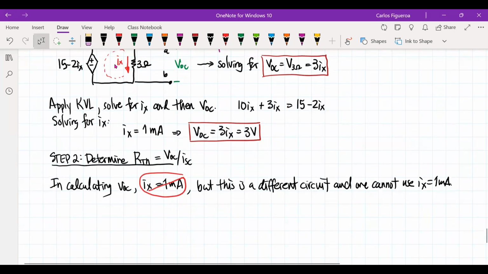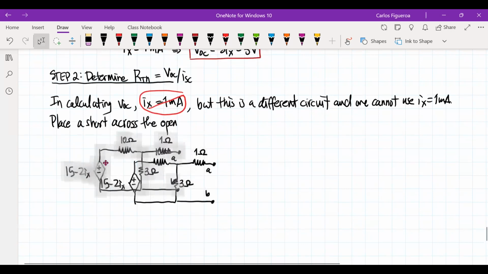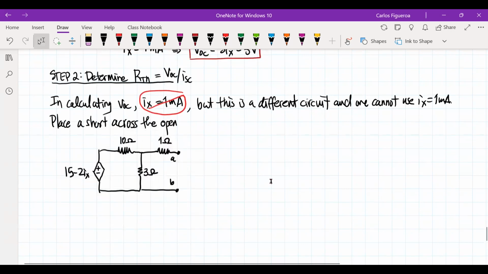So what we need to do now is place a short across the open. So let's go look at that. So here's my circuit. If I look at my circuit, I know that this guy is IX, and now I'm going to place a short right here. Now note that that short is also the current of the 1 ohm.